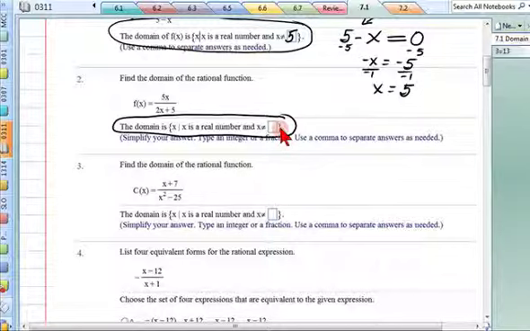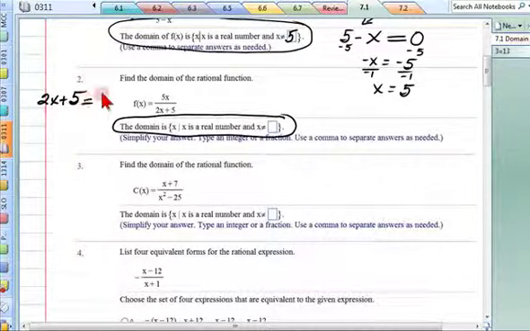I described this just a second ago. Okay, we're going to write an equation. What equation? What do you not want to happen? I don't want the denominator to equal 0. So I take 2x plus 5, which is the denominator, and I break the rules. I set it equal to 0, so I'll find out what would cause the denominator to equal 0.